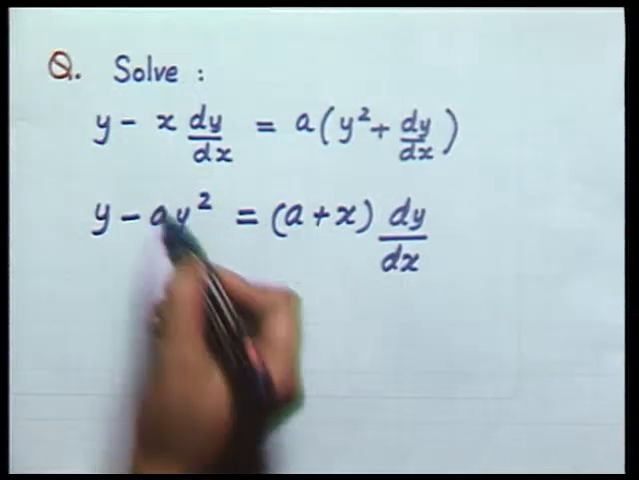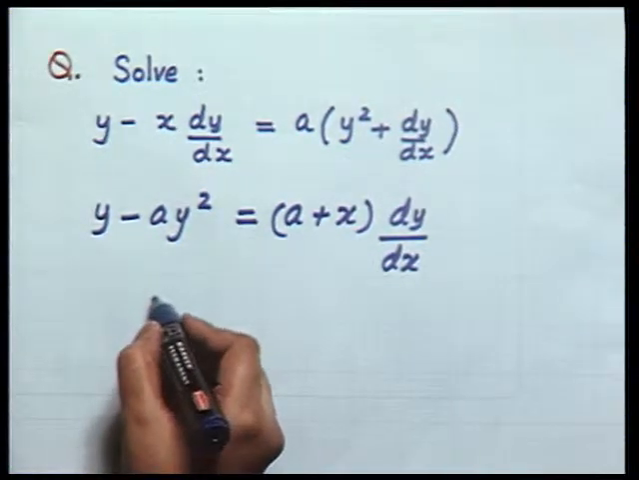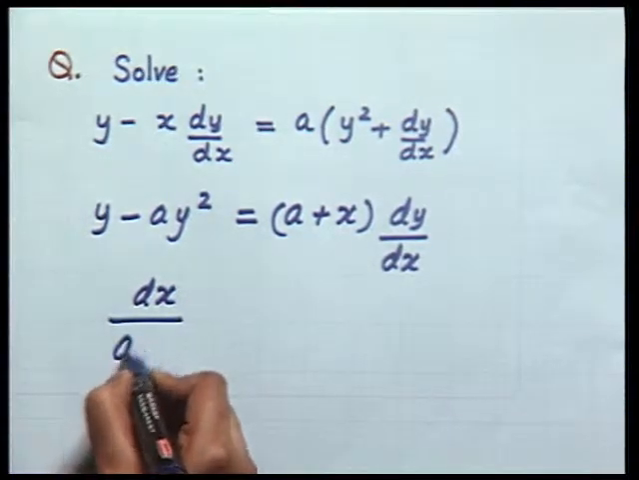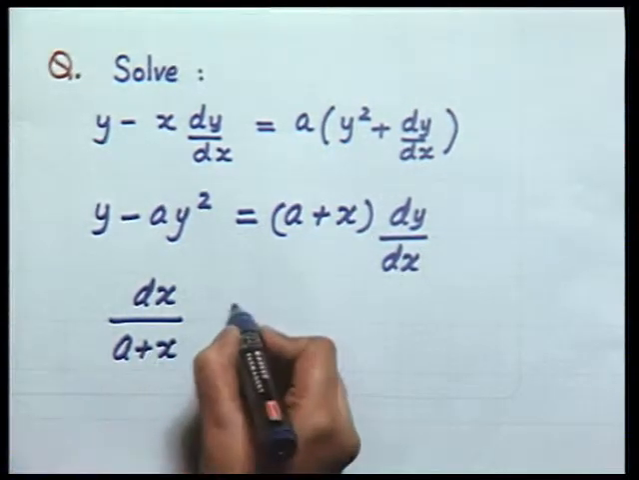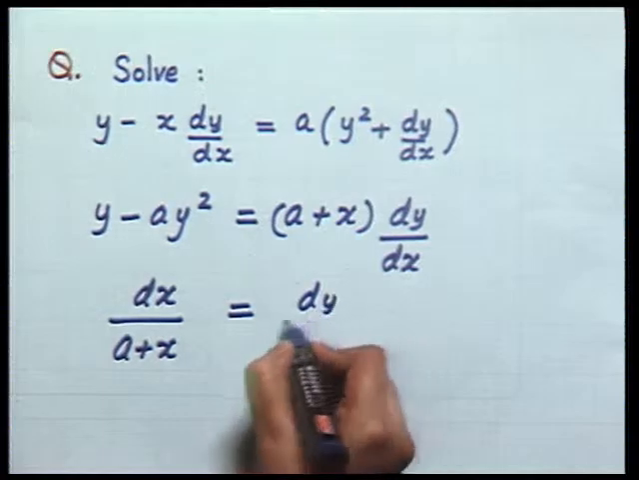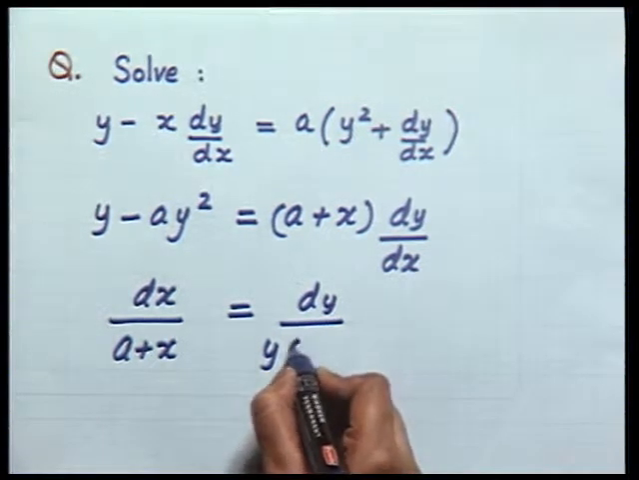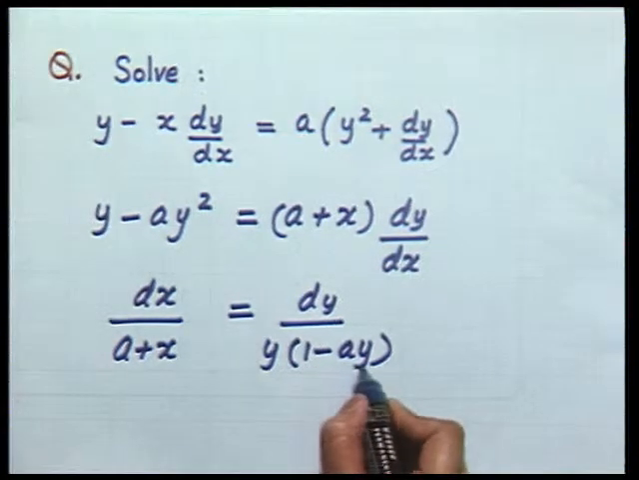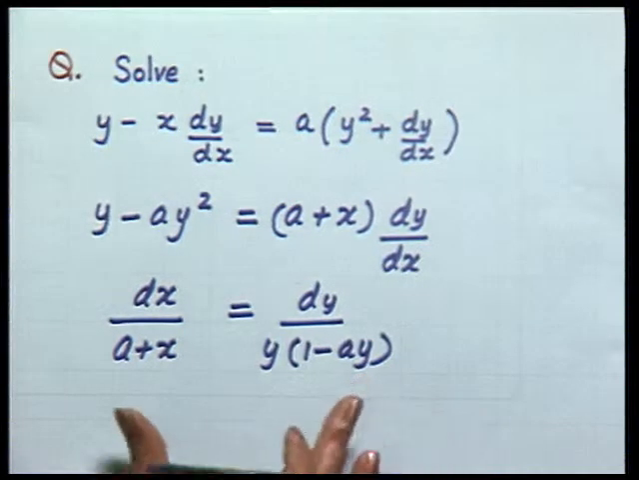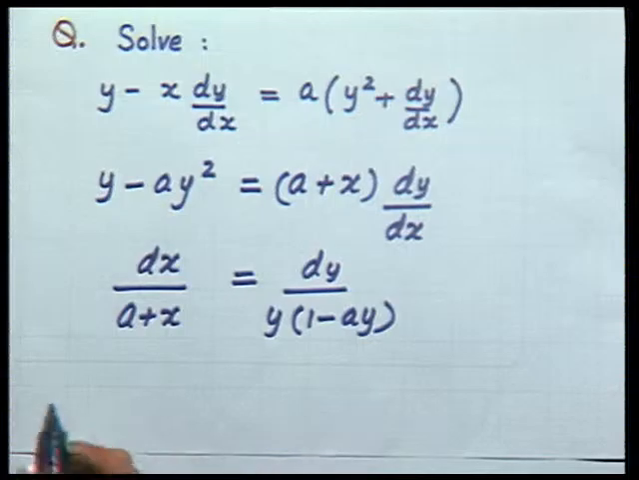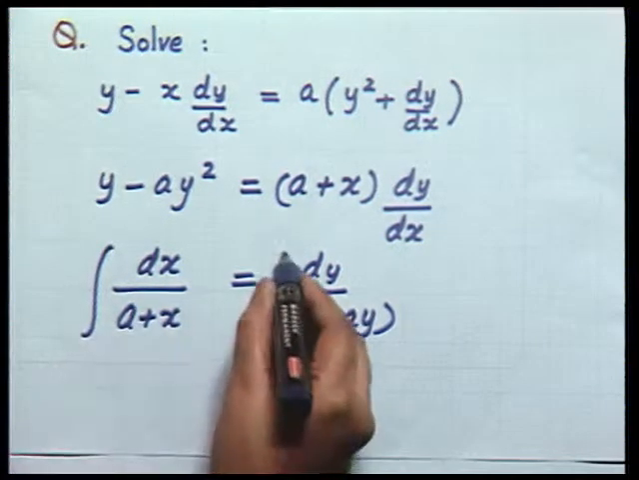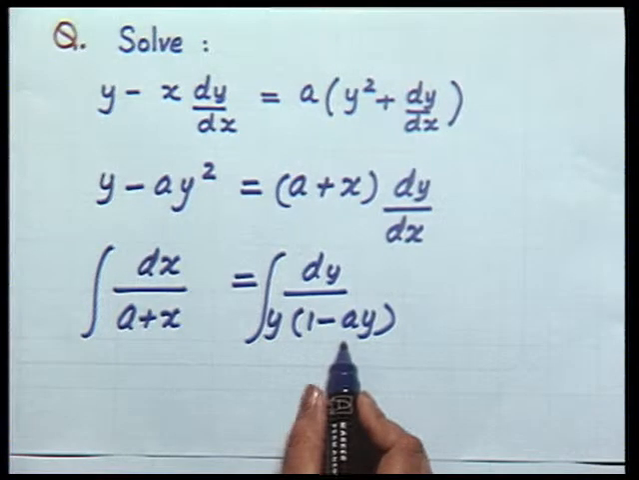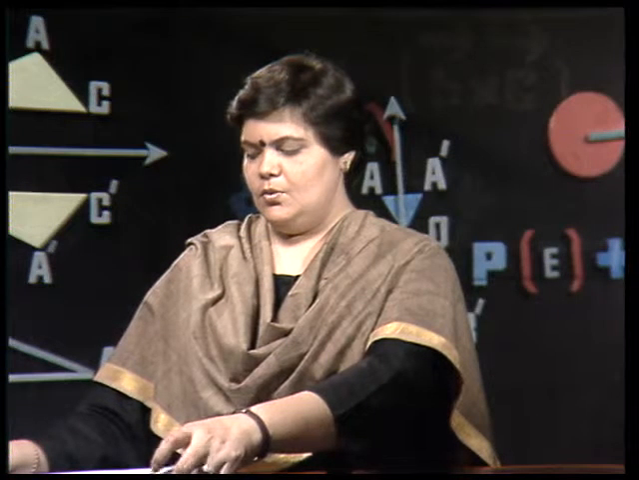So, the differential has to go up, and so rearranging the terms, can I write it as dx by a plus x equal to dy by y minus ay square, which can be written as y into 1 minus ay. And that is what we have to get. And now the process is simple. Integrate left hand side with respect to x, right hand side with respect to y.